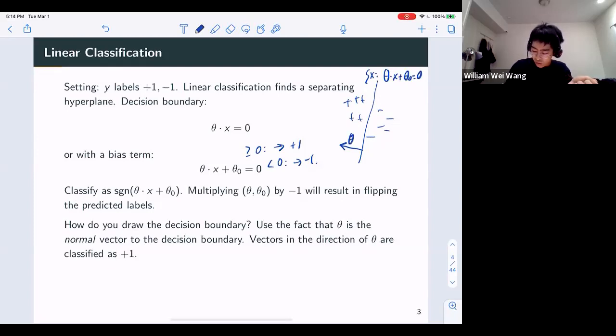So maybe the outward normal here is theta, right? Theta is always going to be a normal vector to the line. And the points that are classified as positive are the ones that are going to be in the same direction as theta. So for this particular value of theta, all the points in this shaded region here are going to be classified as positive, and all the points over here are going to be classified as negative. These are all negative.